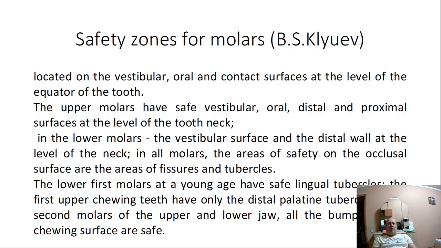The upper molars have safe vestibular, oral, distal, and proximal surfaces at the level of the tooth neck. And the lower molars, the vestibular surface and the distal wall at the level of the neck. In all molars, the occlusal surfaces and the areas of fissures and tubercles are safe. The lower first molars at a young age have safe lingual tubercles, and the first upper chewing teeth have only the distal palatine tubercle. In the second molars of the upper and lower jaw, all the bumps of the chewing surface are safe.